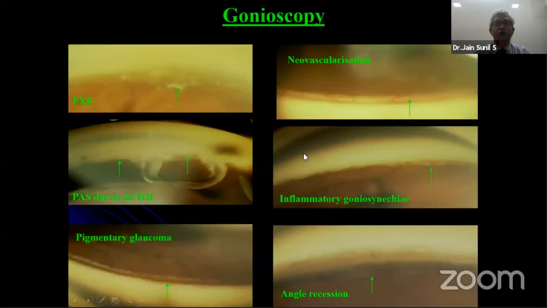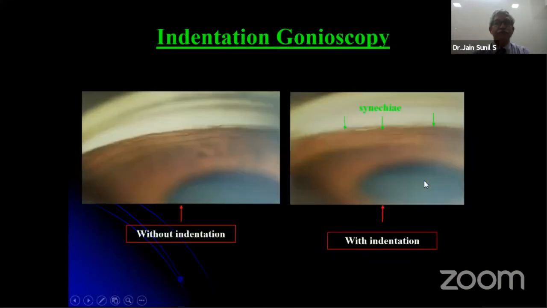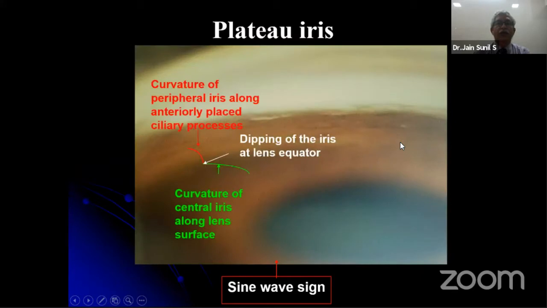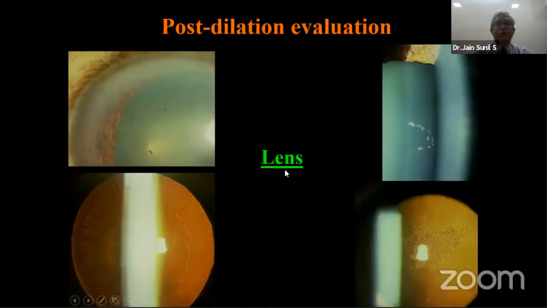Gonioscopy is the most important thing because it helps you diagnose secondary forms of glaucomas. As you can see, you could have pseudoexfoliation, you could have neovascularization, peripheral anterior synechiae, you could have pigmentation, you could have angle recession or inflammatory goniosynechiae. And in our country, because angle closure is almost 50% of these patients, you have to do an indentation gonioscopy, and this will basically help you determine an angle closure component and a plateau iris syndrome.